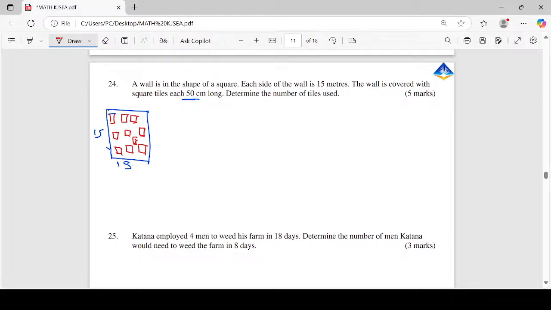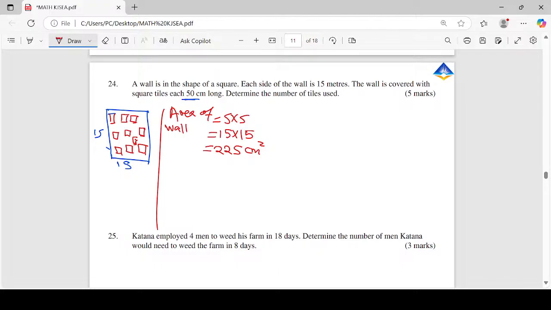Now, let's first get the area of the wall. Because it's a square, it is side times side, learners. That is 15 multiplied by 15, you are going to get 225 square meters. That is the area of the wall.